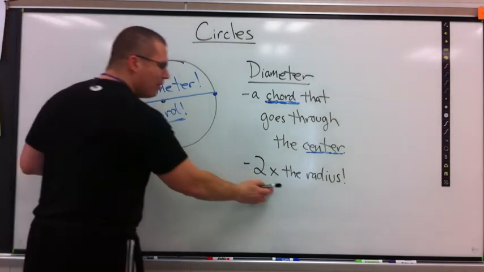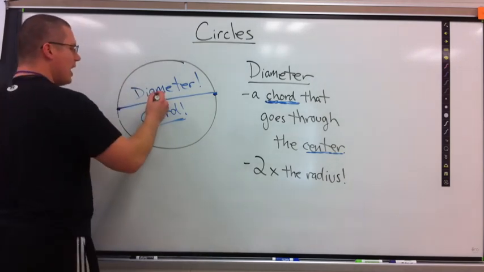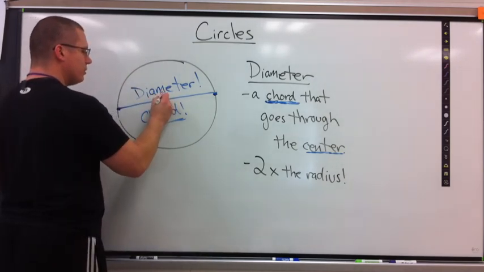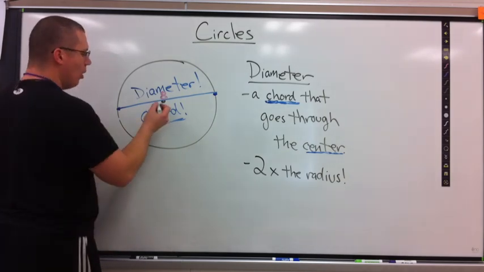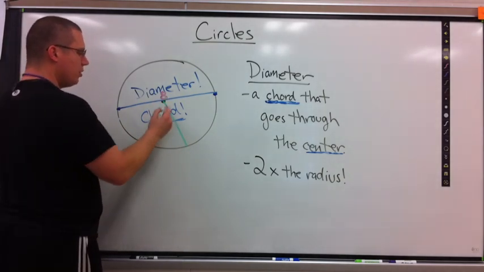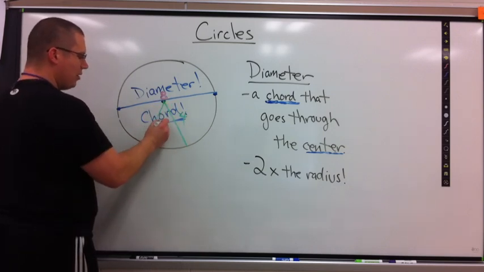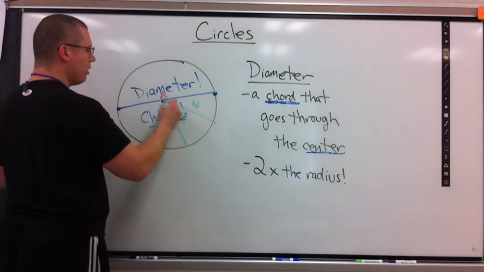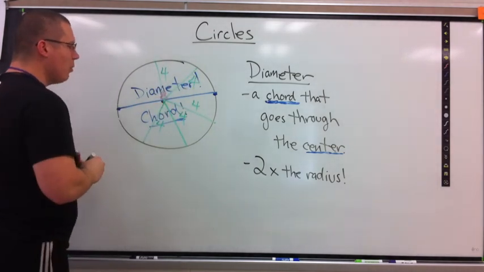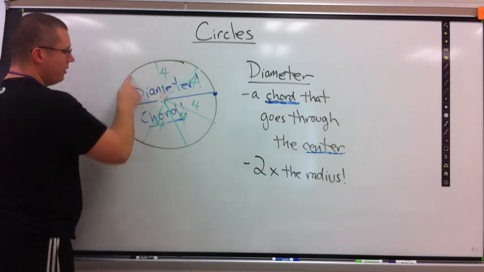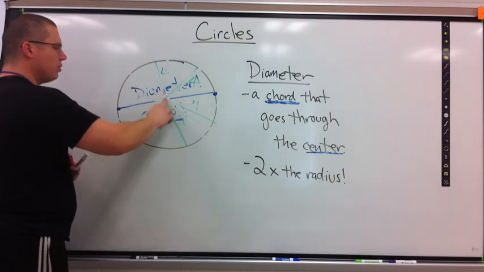Also remember that the diameter is double the radius. So if I had a diameter of 8, what would the radius be? The radius would be only from the center to the outside, so the radius would be 4. Again, radius can be anywhere in the circle: 4, 4, 4, 4. Diameter can be anywhere in the circle: 8, 8, 8, 8, as long as it goes through the center.